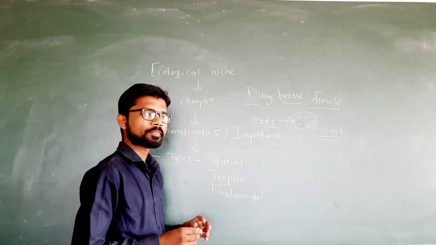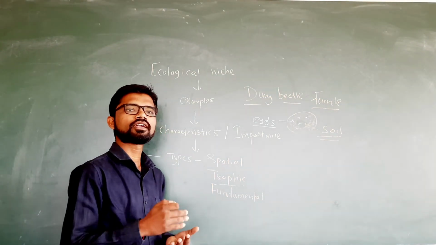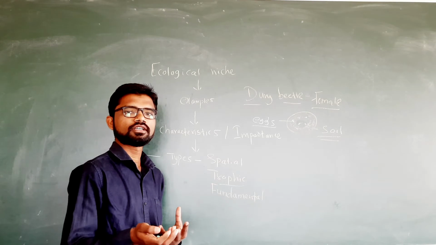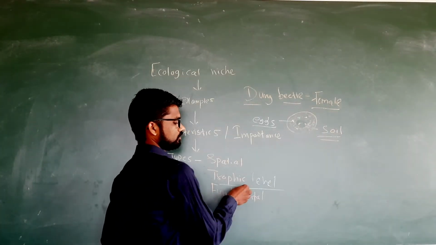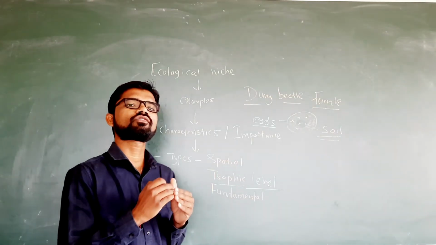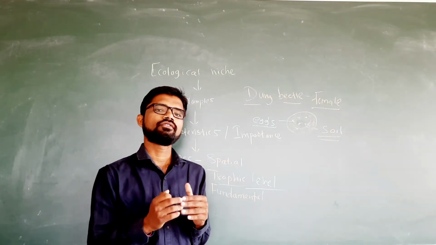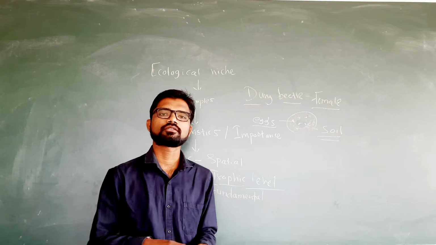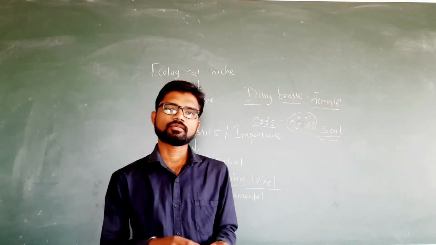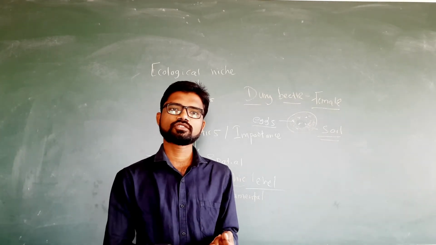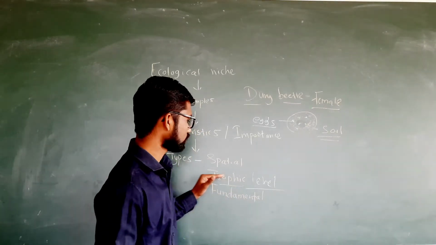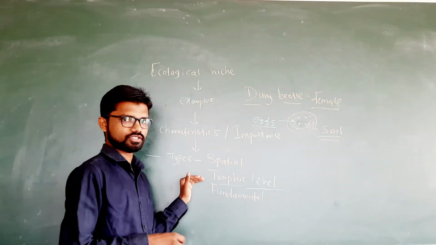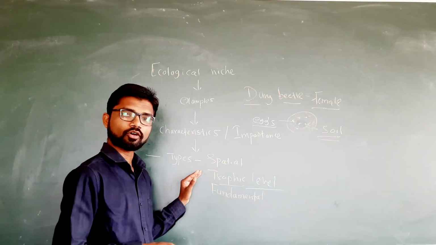Next is the trophic niche. A trophic niche is characterized by the trophic level. They live in their trophic level, where some animals are producers, some are carnivores, some are decomposers, and some are consumers. They are in a trophic level niche, or we can call it a trophic niche.